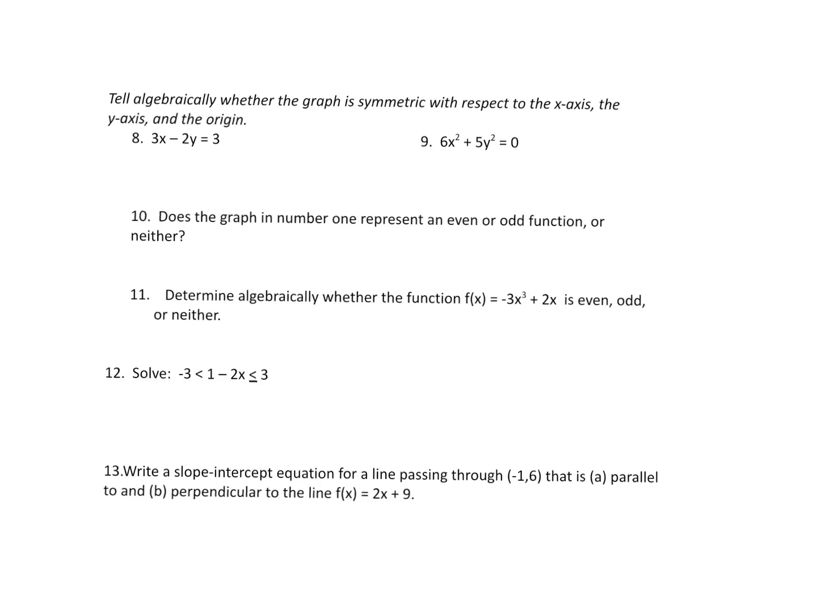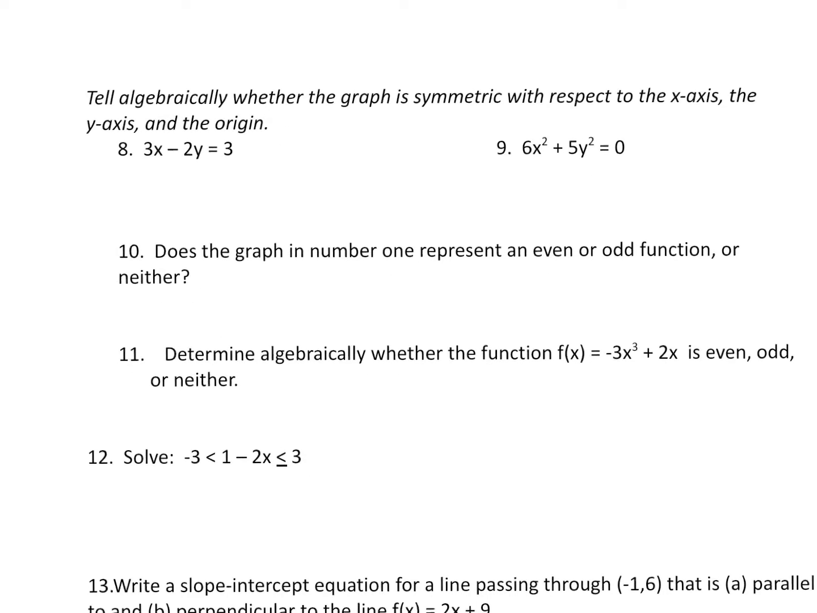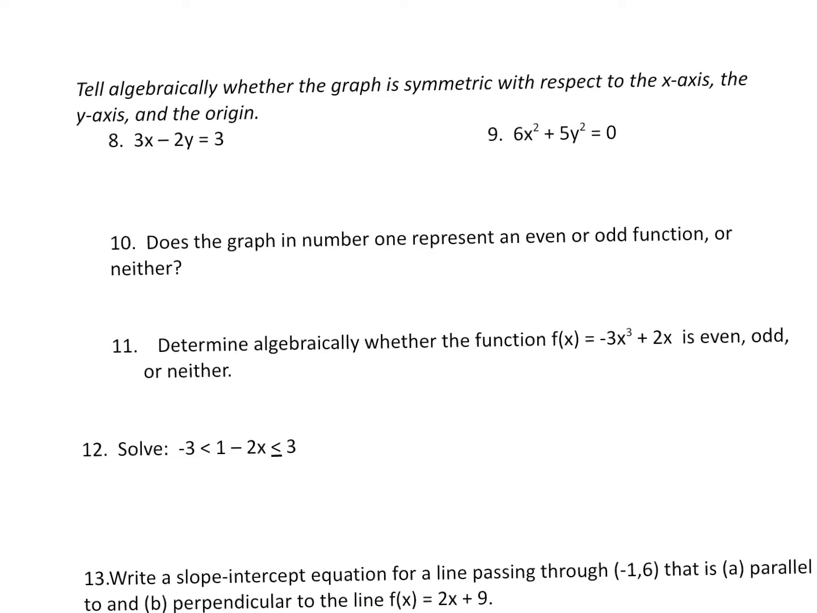All right. Tell algebraically whether it's symmetric to the x-axis, y-axis, and origin. Okay, so this is a 3-step problem. To figure out if it's symmetric to the x-axis, we're going to plug in a negative y. And if I do that, this is what I get: 3x plus 2y equals 3. Ask yourself, is that the same thing we started with? Nope. So it's no x-axis.